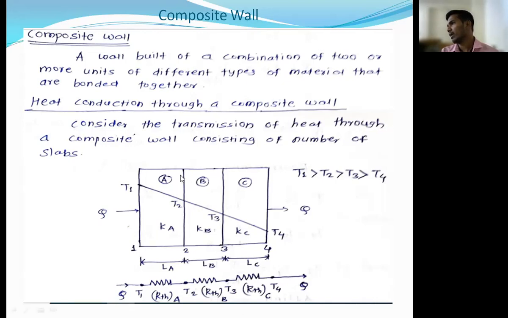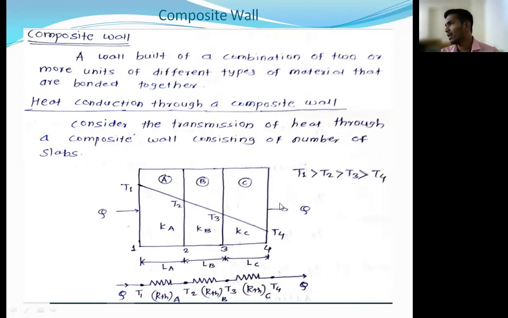Okay, so here we have considered three slabs. This is slab A, this is slab B, and this is slab C. Our aim is to calculate the equation for this Q. Whatever amount of heat is conducted into this composite wall, that same amount of heat is conducted out from that element. म्हणजे जेवढी काय हीट आतमध्ये जाणार आहे तेवढीच बाहेर येणार आहे. So our aim is to calculate the equation for this Q.